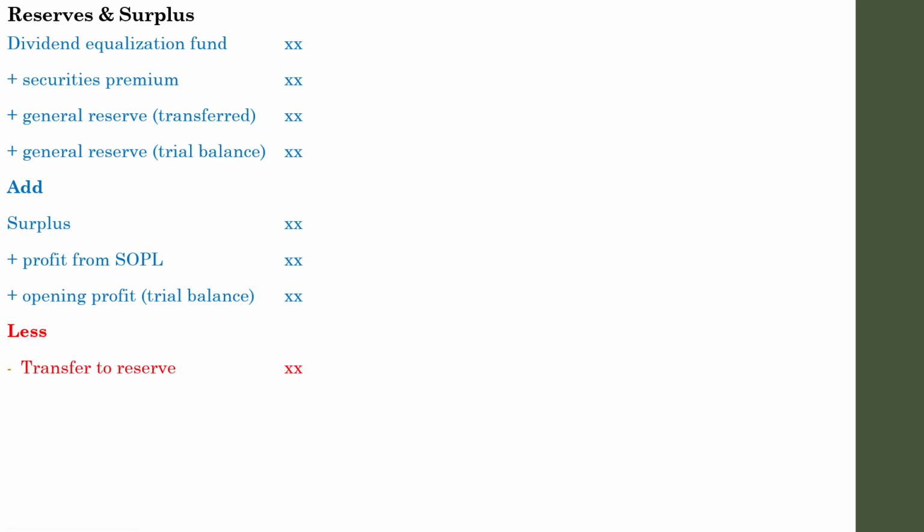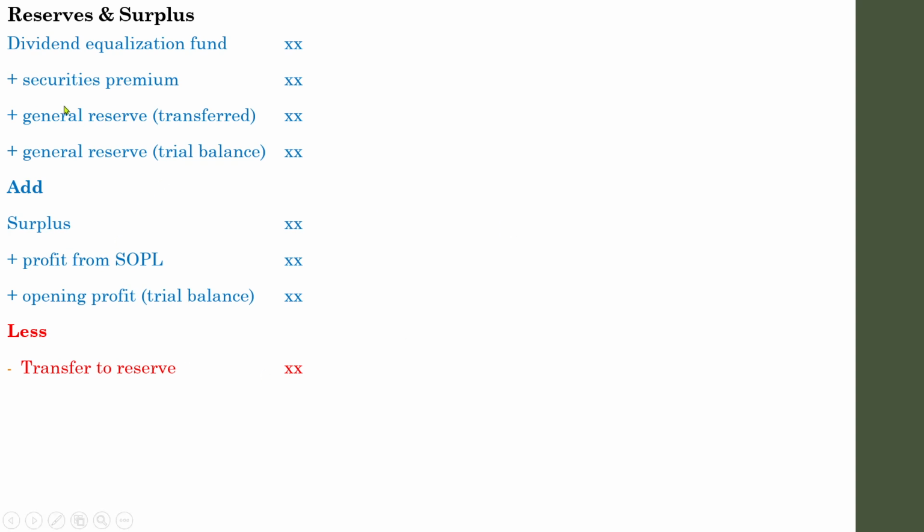Transfer to reserves, because in reserves and surplus, we already included general reserve transfer. Transfer to reserve is already included here. Why do we have to deduct it? Because reserves and surplus means we include all types of reserves and funds, and under surplus we include all sorts of profits. Reserve means transfer to reserve. How are we going to transfer to reserve? We are transferring a portion of profit to reserve.